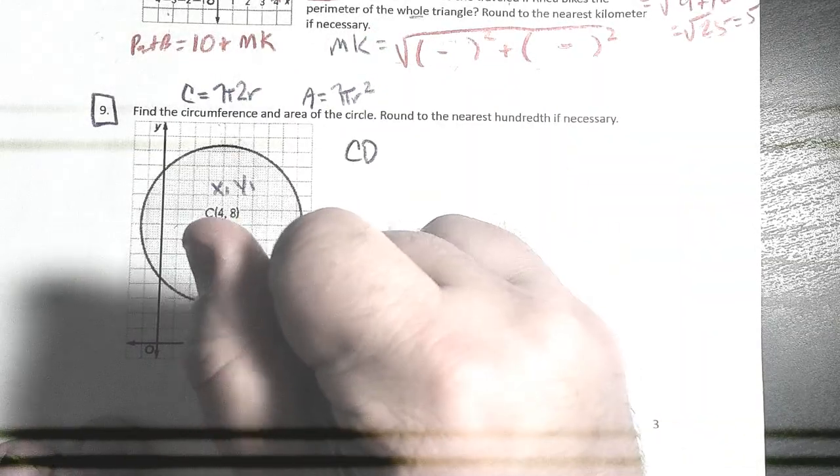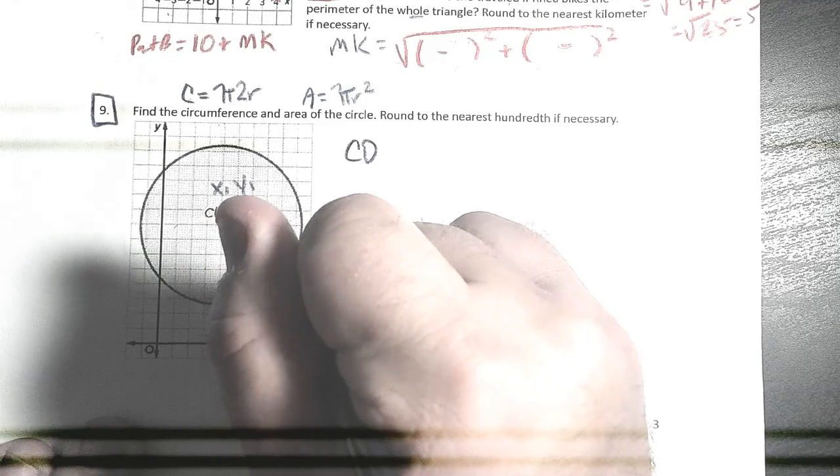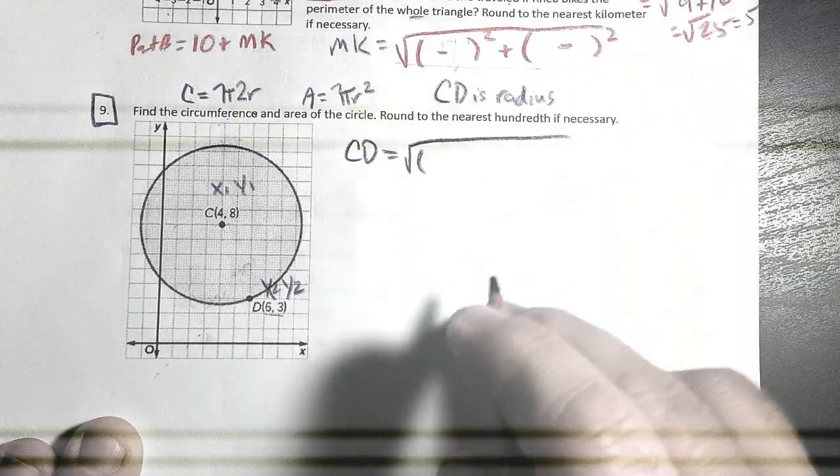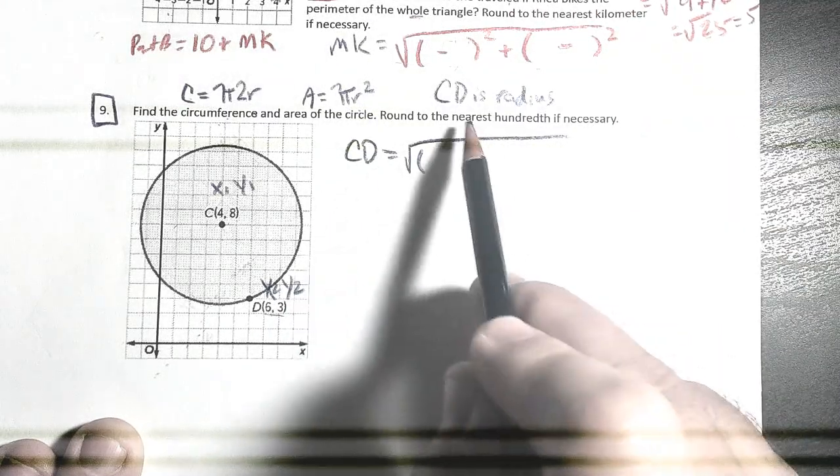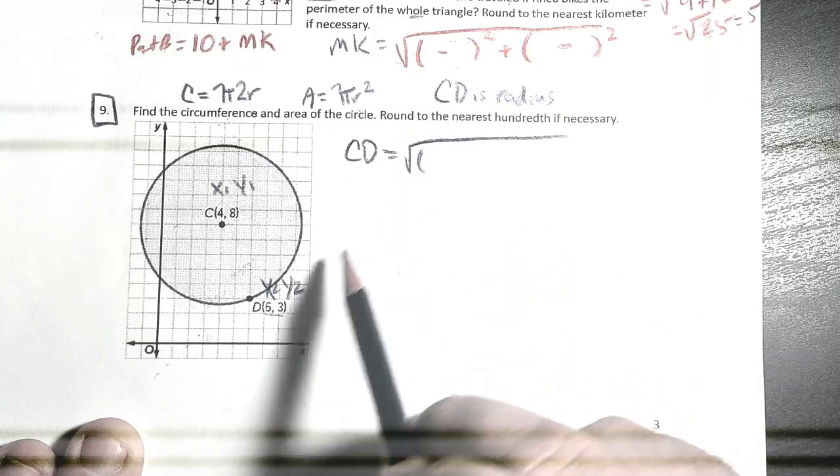So either way, we need the radius for both of these guys. The radius is CD. So x1, y1, x2, y2. And we will find the distance, and we will use that to find our circumference and our area. And I'll just put CD is radius. And you can tell that goes with this and not the one above. You don't have to write that. That's just me telling you.